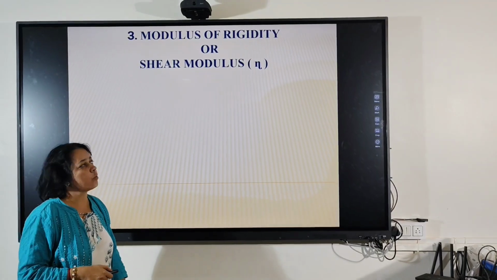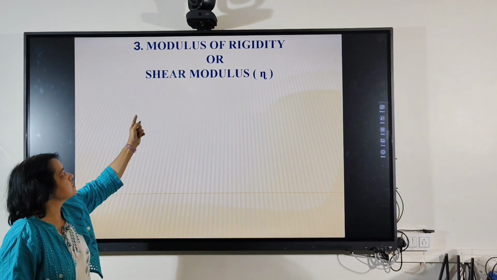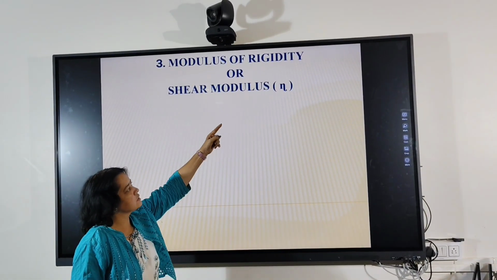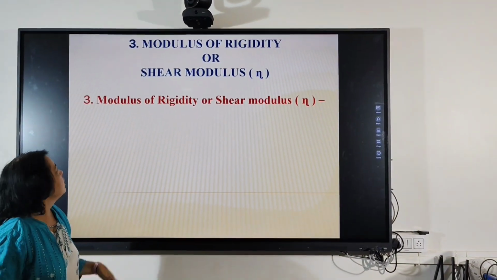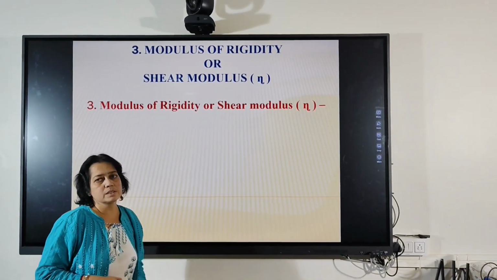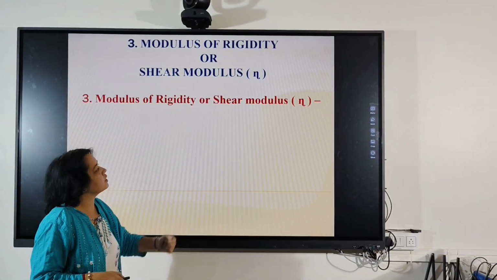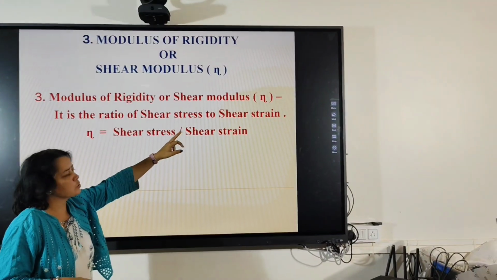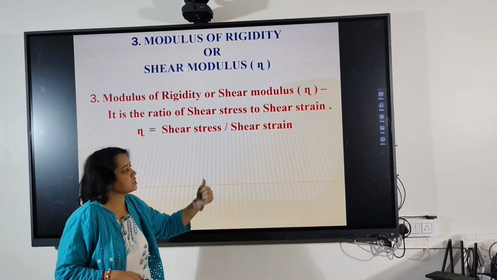The last type of modulus of elasticity is modulus of rigidity or shear modulus, which is denoted by eta, like the symbol N. Its definition: modulus of rigidity or shear modulus eta is the ratio of shearing stress to shearing strain. Therefore, eta is equal to shear stress upon shear strain.